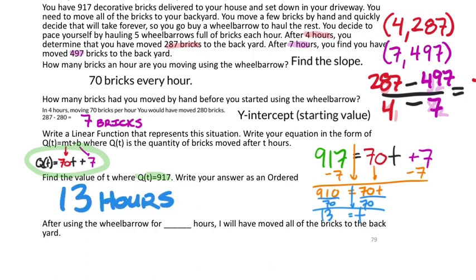Now, in case you weren't sure that it was hours, remember all of our times were given in hours, 4 hours, 7 hours. Next up, it says after using the wheelbarrow for some number of hours, I will have moved all of the bricks to the back. Well, there were 917 bricks in the back. We just figured that out. It took 13 hours to move all the bricks to the backyard.